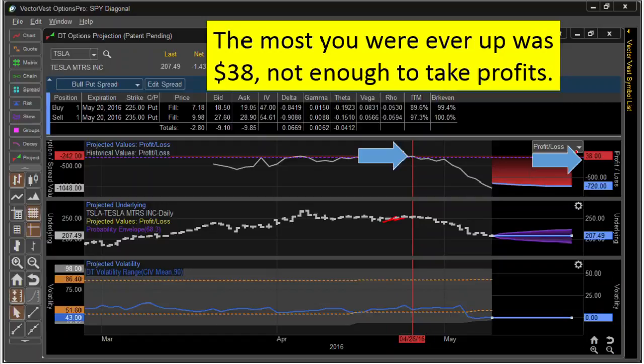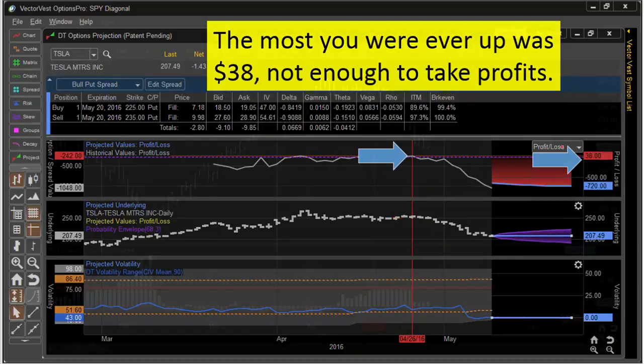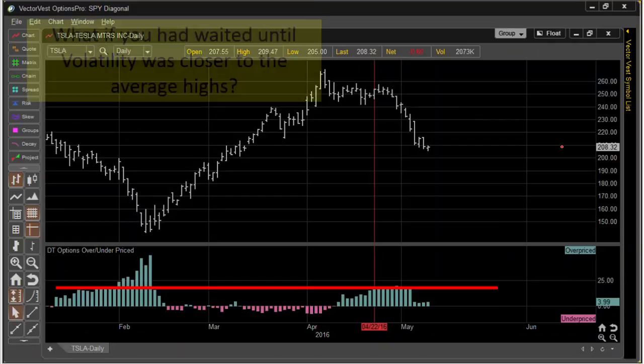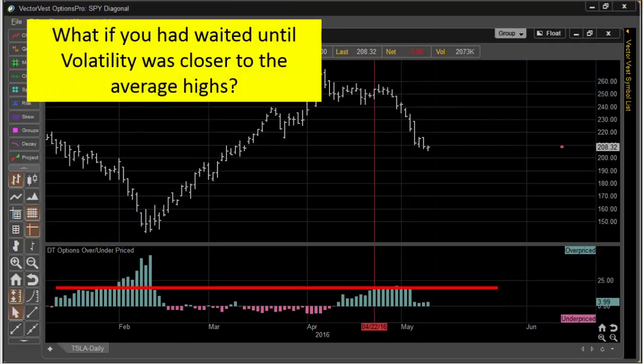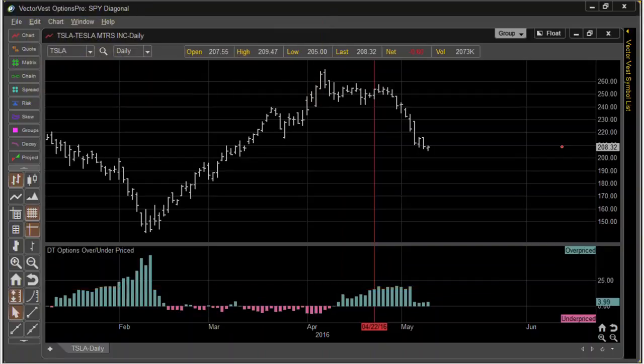It was a good trade, but the options were not overpriced enough. There was still room for options to become even more overpriced, all right? Now, what if you had waited until volatility was closer to the average highs, all right?